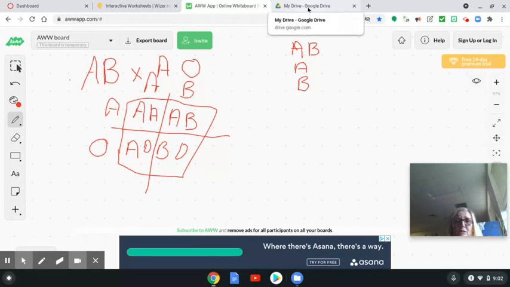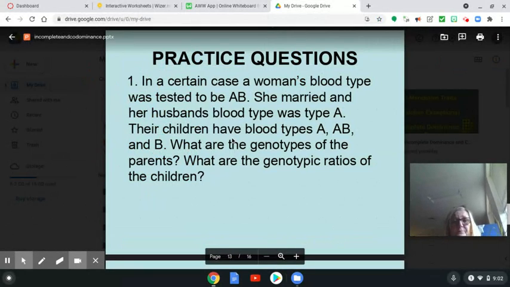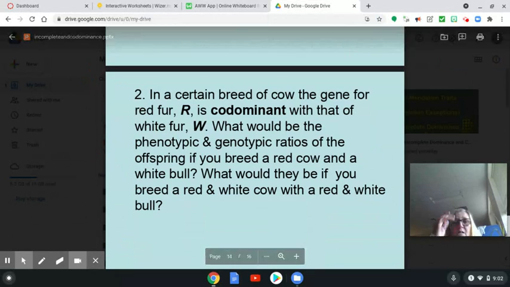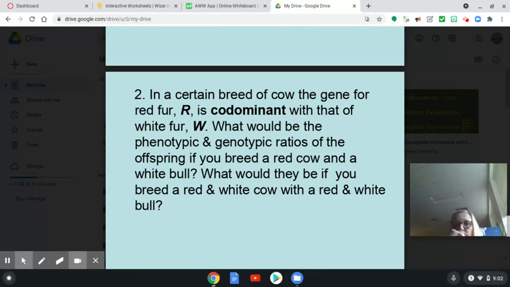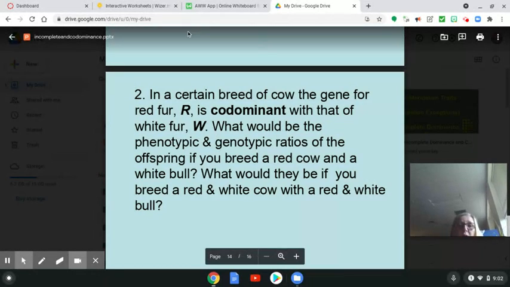Okay, let's look at the next one. The next one says, in a certain breed of cows, the gene for red fur is codominant with white fur. What would be the genotype and phenotypic ratios of an offspring if you breed a red cow with a white bull? Okay, so we're going to breed a red cow with a white bull.